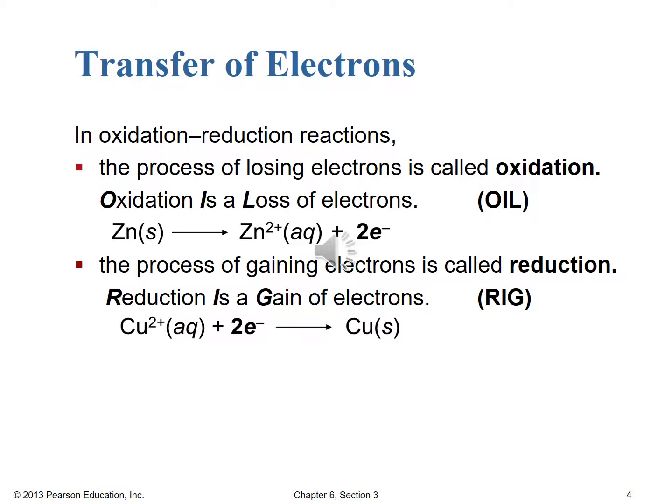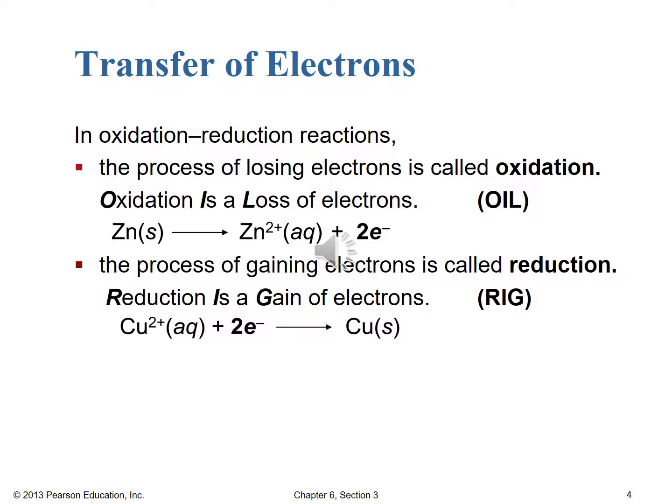Now, I've already warned you that this can be tricky, so we've got some tricks to help you avoid the tricky oxidation reduction reactions. First and foremost, the process of losing electrons is called oxidation. So oxidation is a loss of electrons, which gives us the OIL prefix, or if you prefer the zodiac, we have Leo says GER, so loss of electrons is oxidation for the Leo part. And we see here zinc metal reacting to form zinc ion and produce 2 electrons.